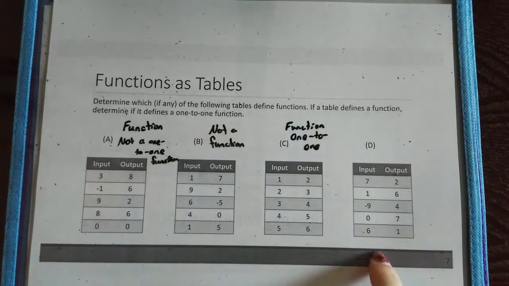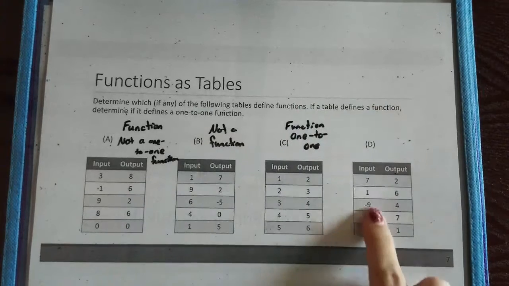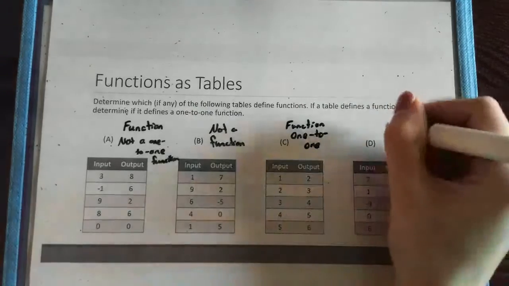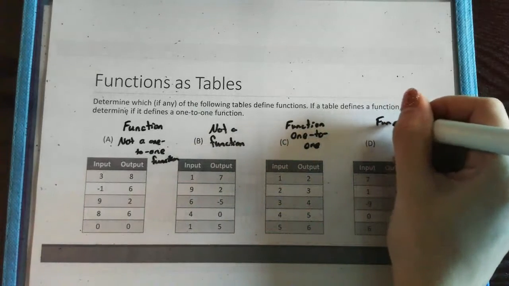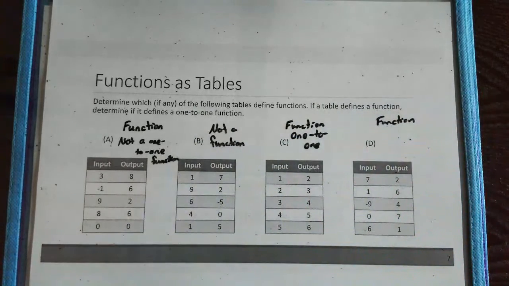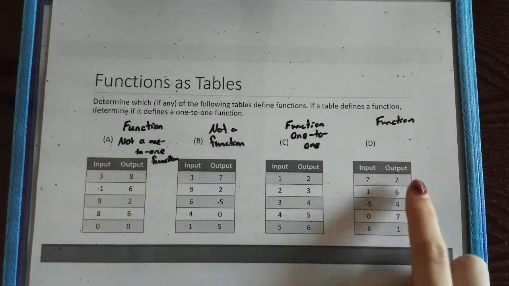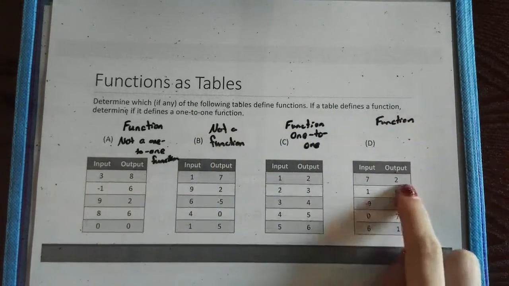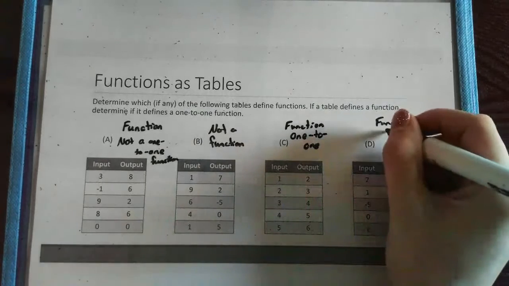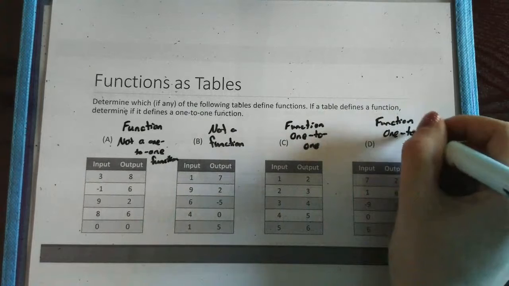Let's try this last one. Is it a function? Looking at my inputs, they're all different. So yeah, that one's a function. To check to see if it's one-to-one, I need to check the outputs. I need to make sure each output has only one input. 2, 6, 4, 7, 1. Each of those are different, so they only have one input associated with them. So this one's one-to-one as well.